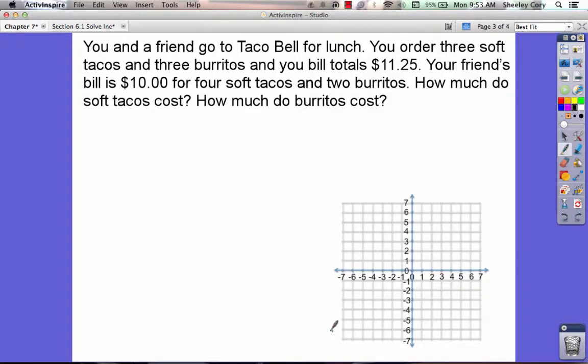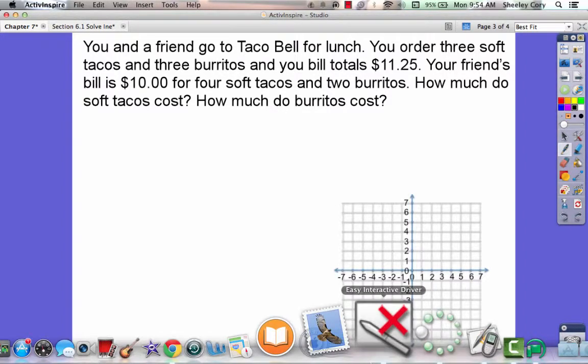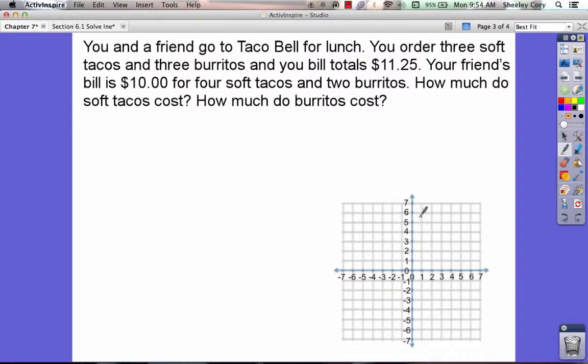So, you and a friend go to Taco Bell for lunch. You order 3 soft shell tacos and 3 burritos, and your bill is $11.25. Your friend's bill is $10 for 4 soft shell tacos and 2 burritos. How much do soft tacos cost? How much do burritos cost?